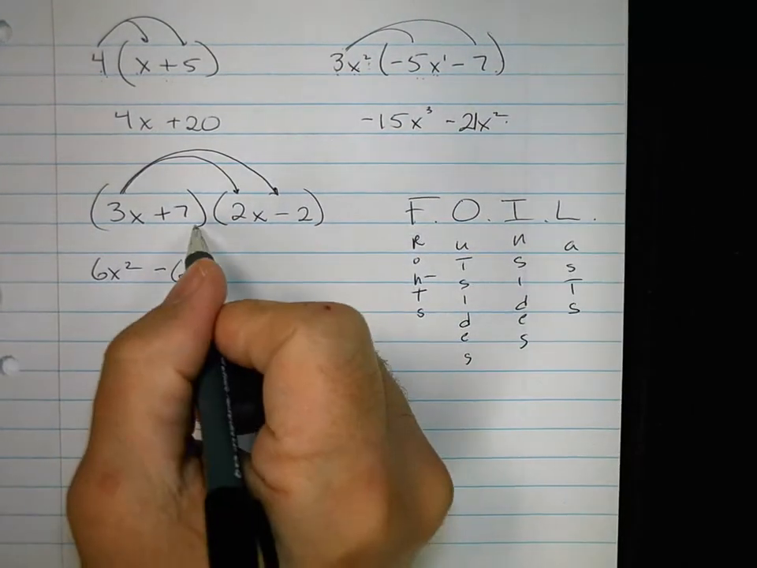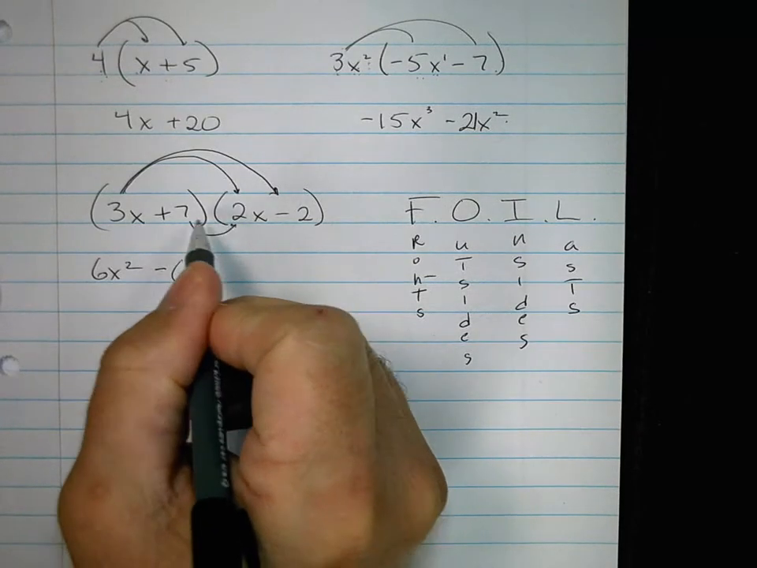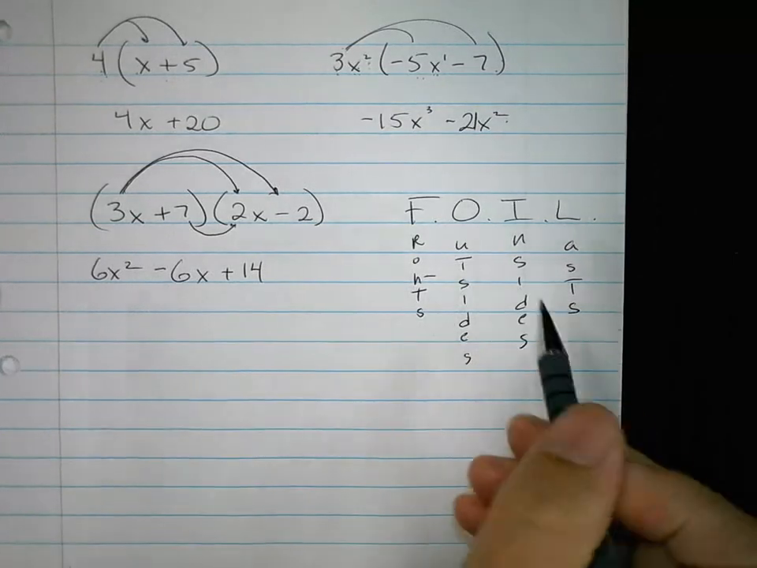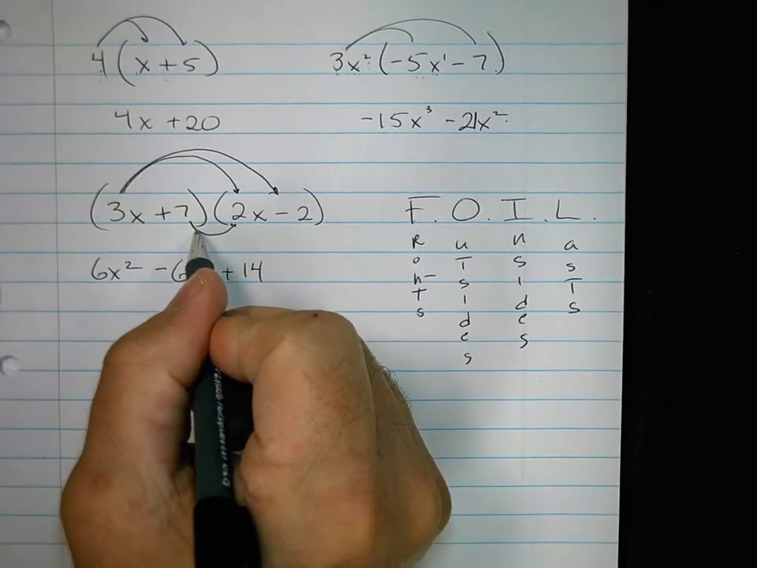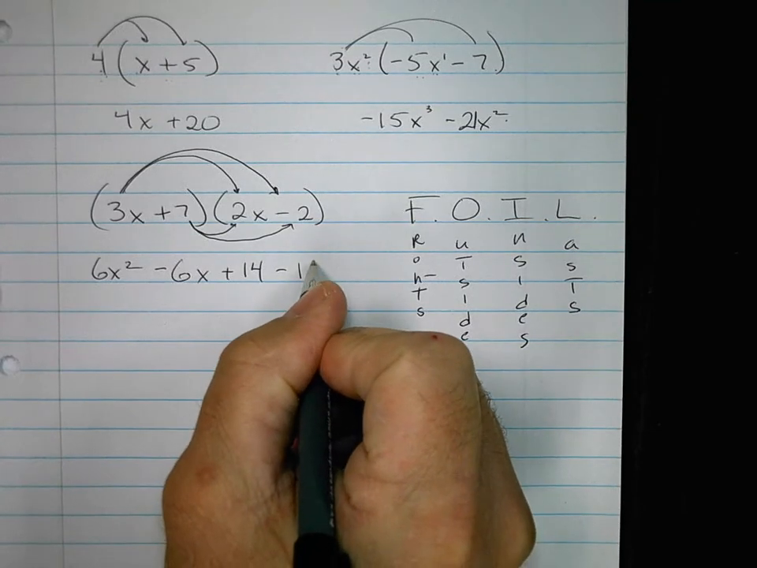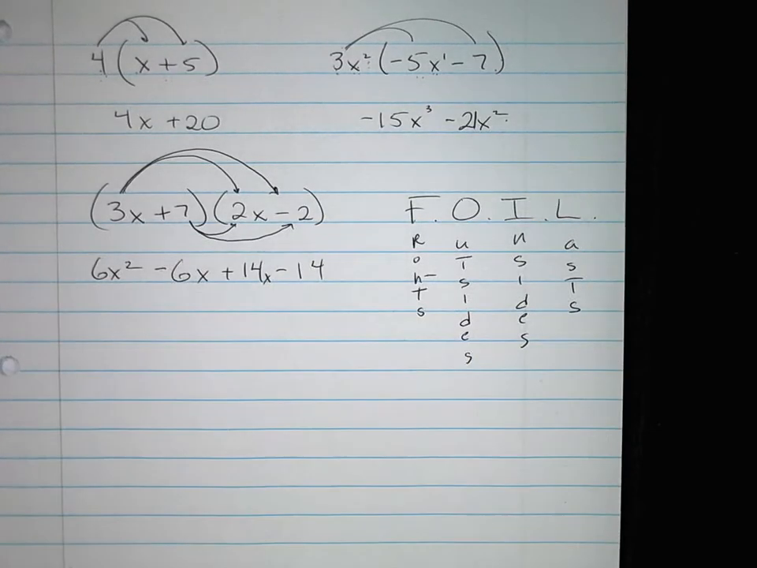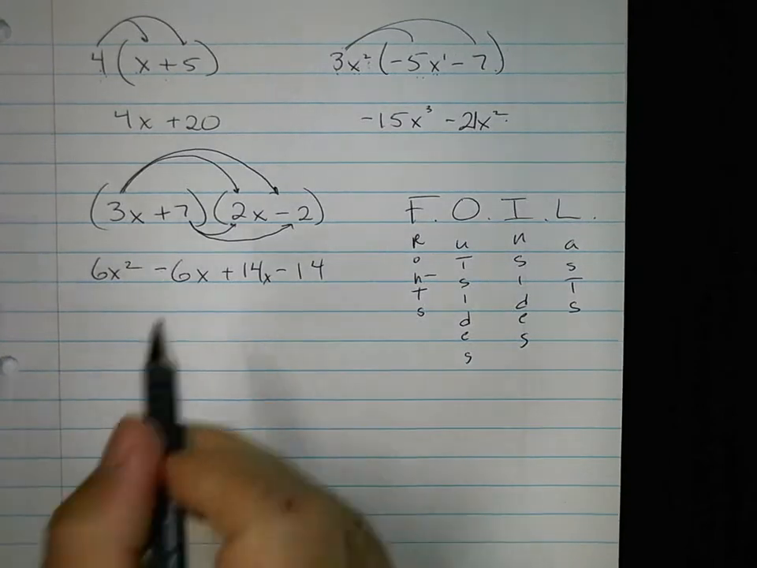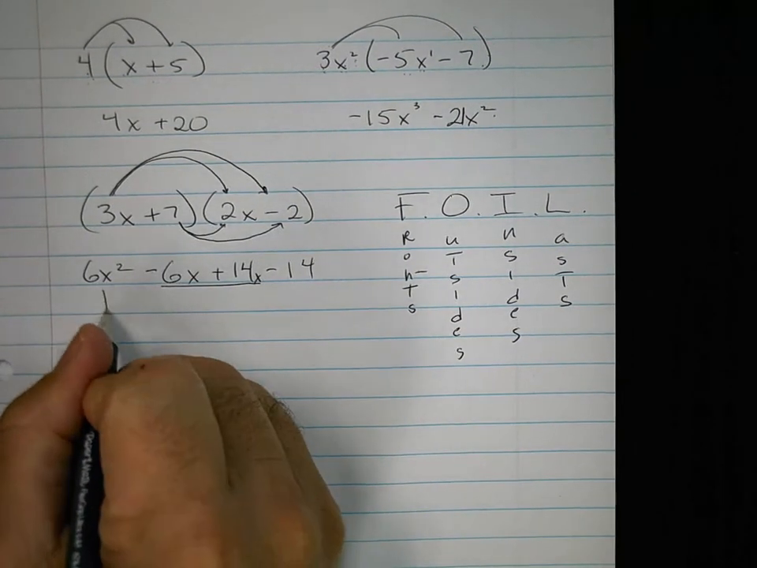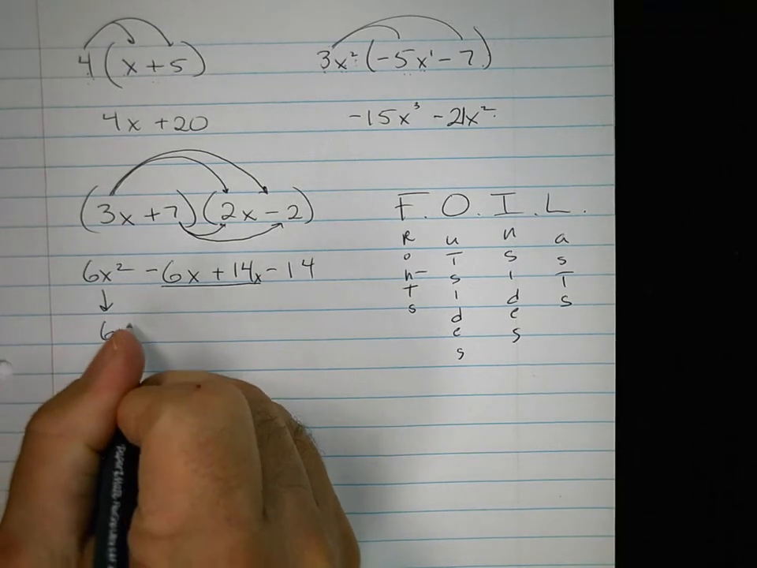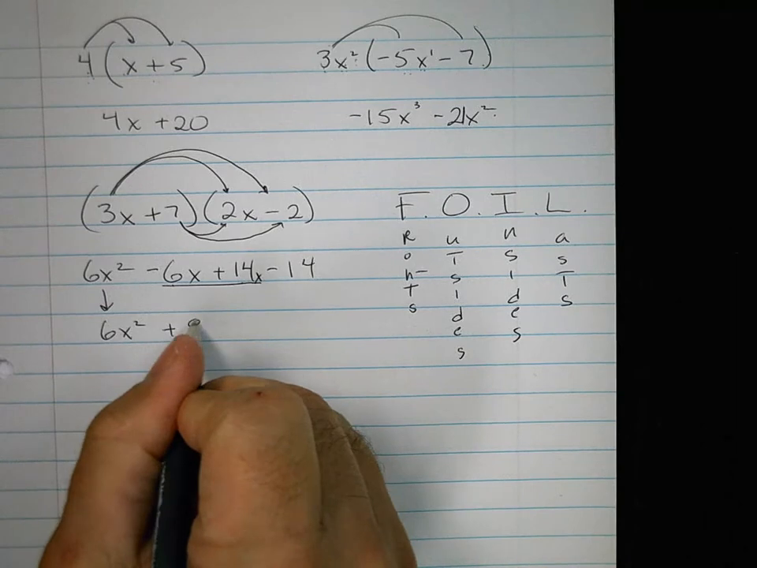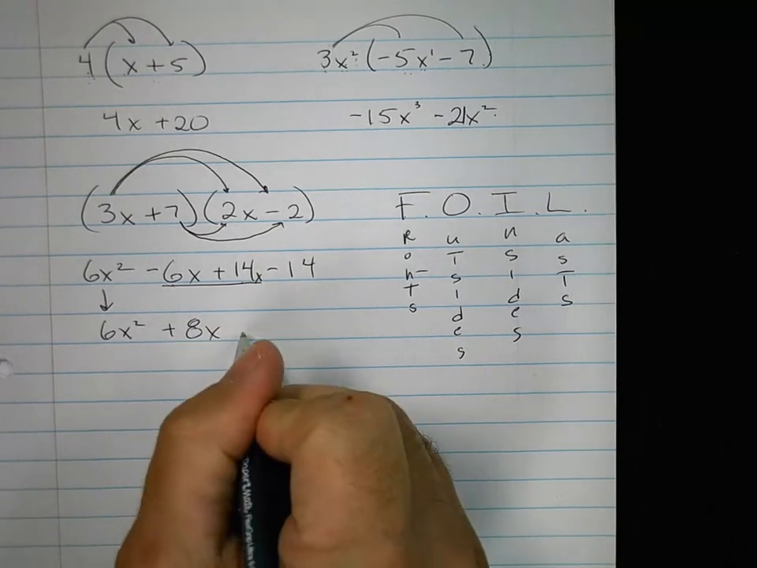And now the insides. Well, here are the insides. 7 times 2x is 14x. And finally, lasts. The last two parts of each binomial is 7 times negative 2, which is negative 14. And I forgot my x there. Okay, when we FOIL, we always want to look and see if we can combine those middle two terms. So the 6x squared comes down. Negative 6x plus 14x is positive 8x minus 14.